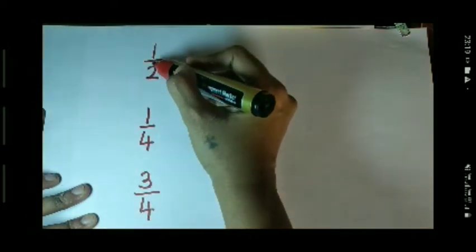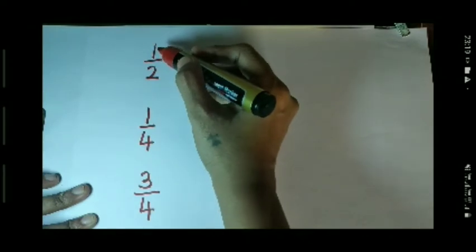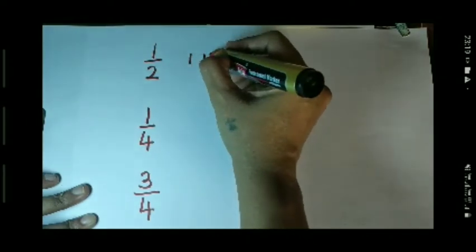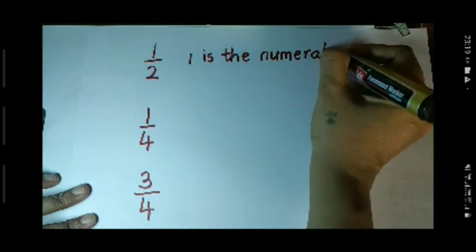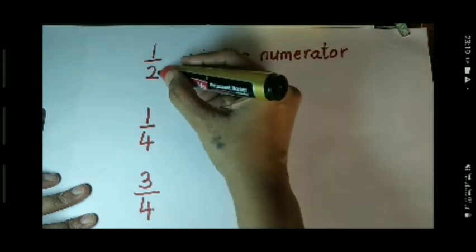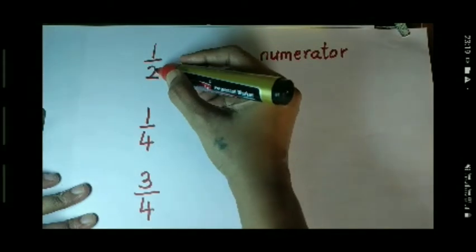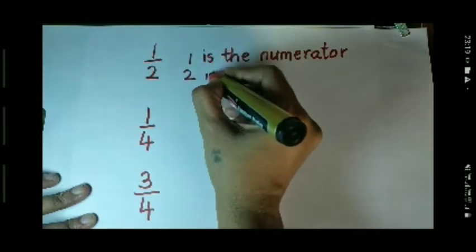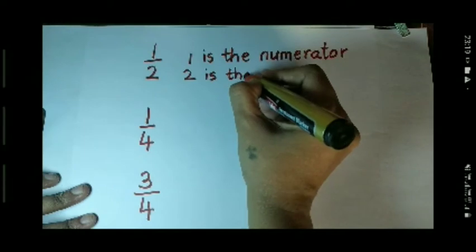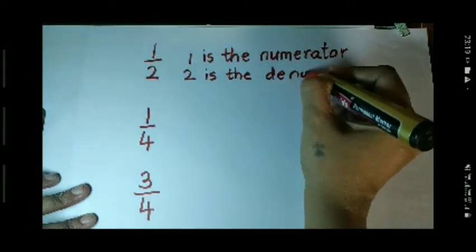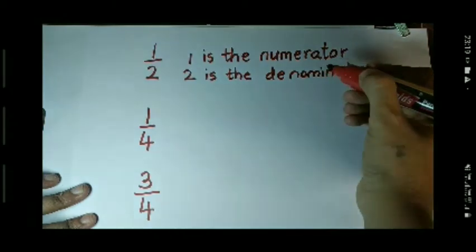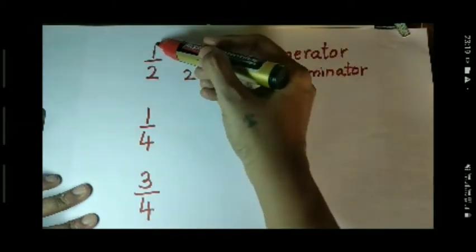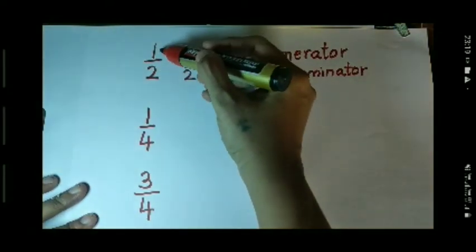1 upon 2, the number 1 above the line is the numerator. So the number above the line is the numerator. The number below the line, that is 2, 2 is the denominator. 1 upon 2 is read as 1/2 or 1 upon 2. So we read the fraction as 1/2 or 1 upon 2.